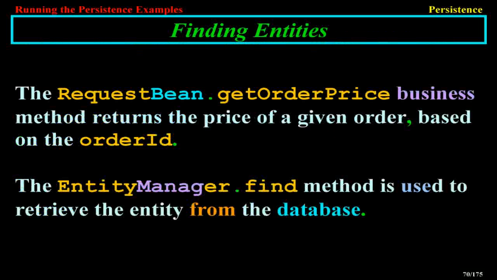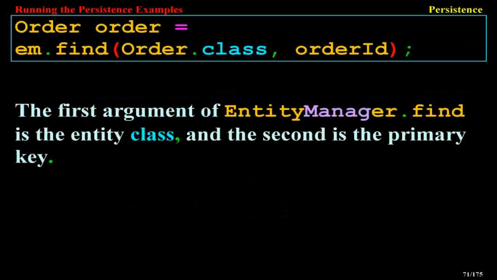Finding entities. The RequestBean.getOrderPrice business method returns the price of a given order based on the order ID. The EntityManager.find method is used to retrieve the entity from the database. Order order = em.find(Order.class, orderId); The first argument of EntityManager.find is the entity class, and the second is the primary key.